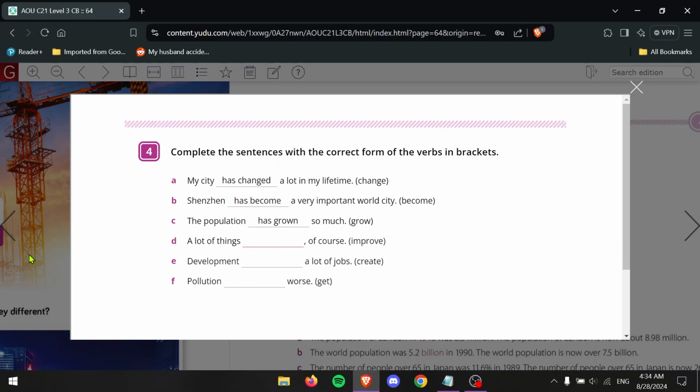D, a lot of things improve, of course. For improve, a lot of things have improved. E, development create a lot of jobs. This will be development has created a lot of jobs. And finally, F, pollution get worse. Pollution will say has gotten worse. Okay, so this was exercise 4. If yours looks a little bit different, then correct it. It's probably wrong. Okay.